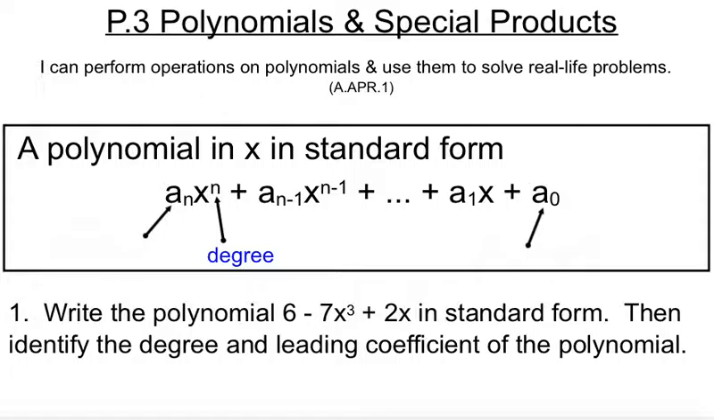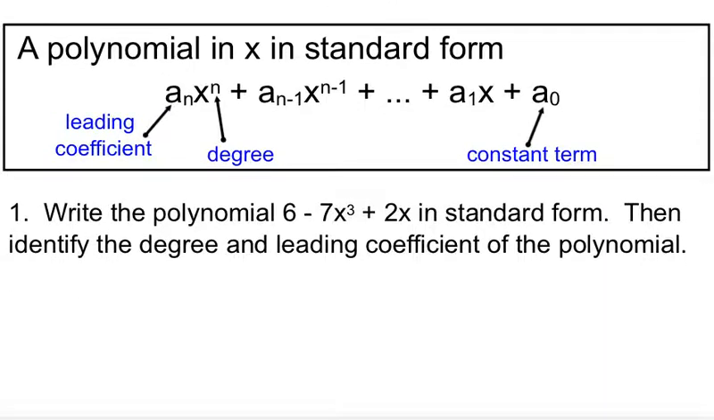Okay, so if we say it's a polynomial of degree 4, that means the biggest power of x is x to the 4th. The number in front of the highest variable, with the highest exponent, is called the leading coefficient. And the number without the x is called the constant term. Okay? So we'll use these in the next one.